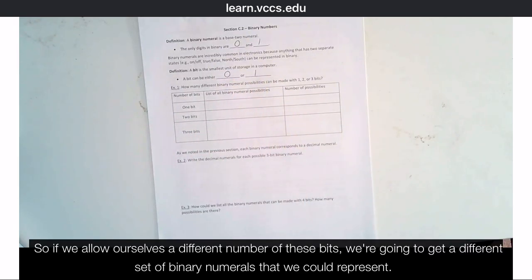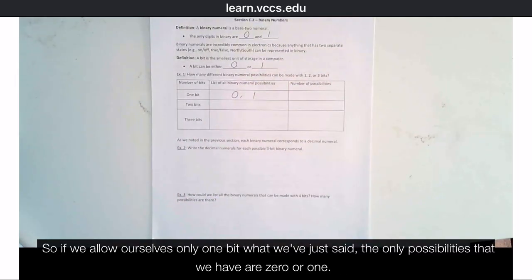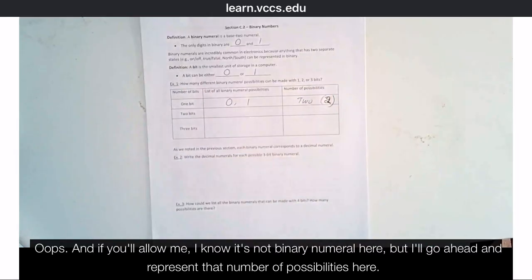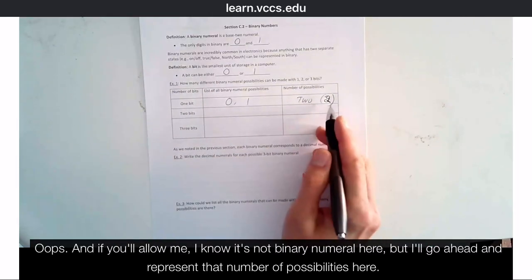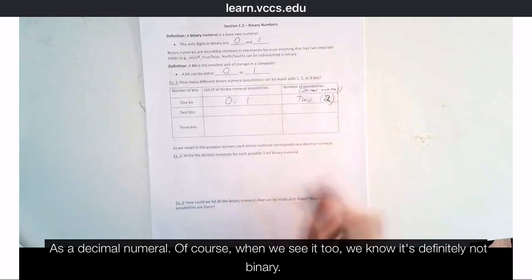So if we allow ourselves a different number of these bits, we're going to get a different set of binary numerals that we could represent. So if we allow ourselves only one bit, the only possibilities we have are 0 or 1. All in all, that is 2 possibilities. And if you'll allow me, I know it's not a binary numeral here, but I'll go ahead and represent that number of possibilities as a decimal numeral. Of course, when we see a 2, we know it's definitely not binary.